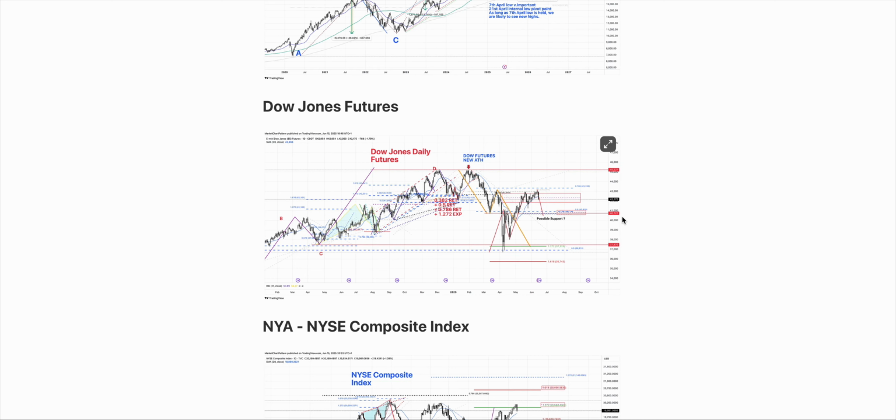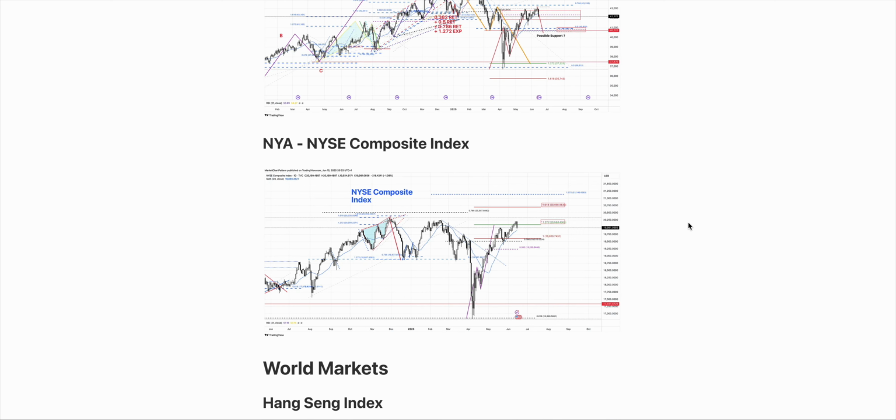Dow Jones. So the Dow Jones is much weaker than the NASDAQ 100 and the S&P 500, because those are right here. This one is not even close to the 78.6% retracement. So if it pulls back, it could pull back to around this, where I put the support in this region right here, 40,700 roughly.